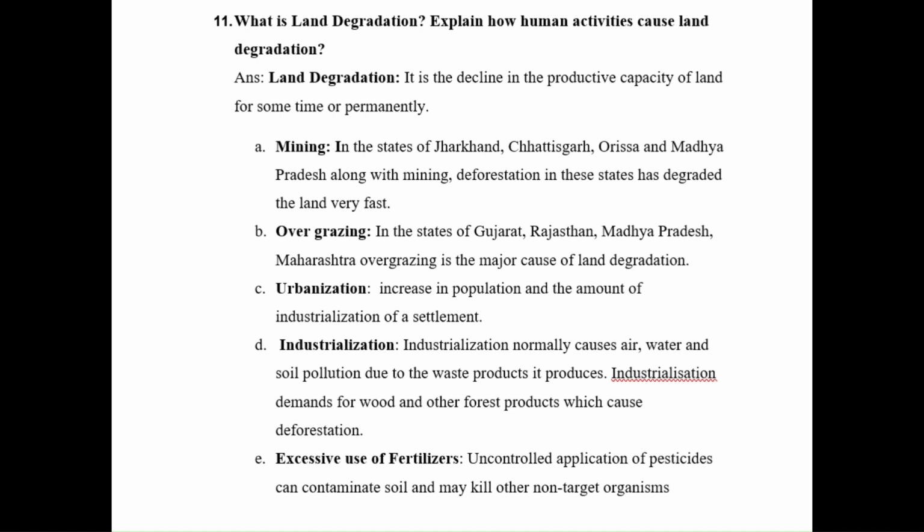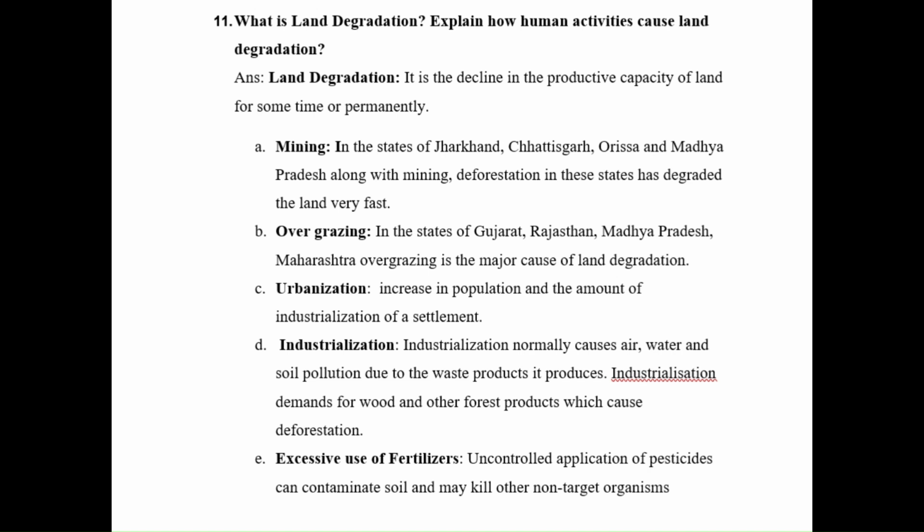11. What is land degradation? Explain how human activities cause land degradation. Answer. Land degradation is the decline in the productive capacity of land for some time or permanently. A. Mining. In the states of Jharkhand, Chhattisgarh, Orissa, and Madhya Pradesh, along with mining, deforestation in these states has degraded the land very fast.